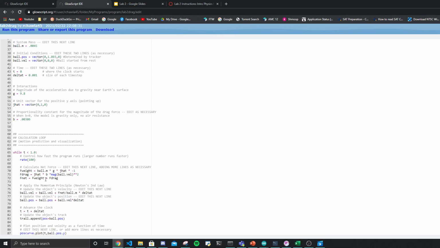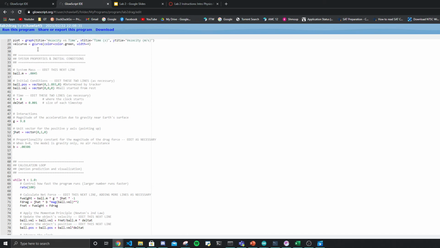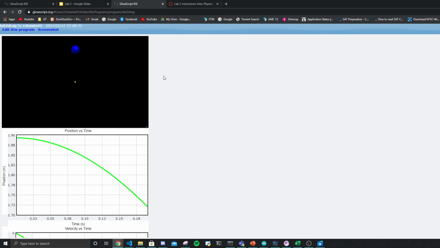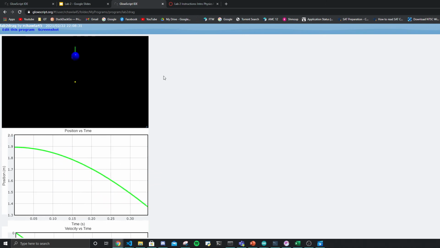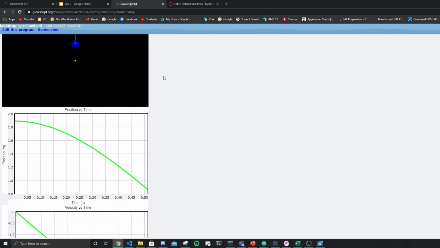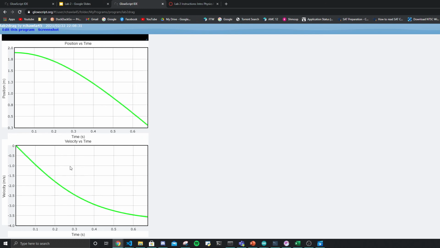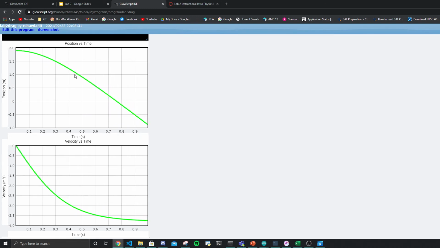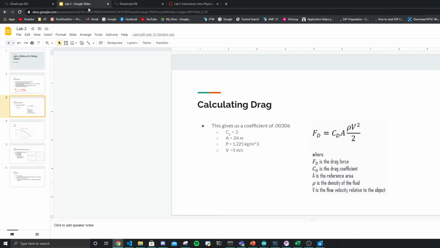One more difference is we have two forces acting on it. Now we have the drag, which is just our proportionality constant times the velocity squared times j hat. Then I add those two together and I'll run the program. As we can see, there's definitely a decrease in the velocity over time because the drag is acting on it, and the position is decreasing slower because we have multiple forces acting on the same object.